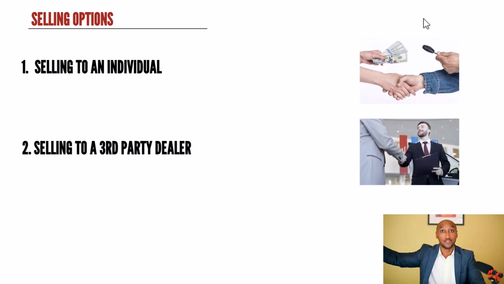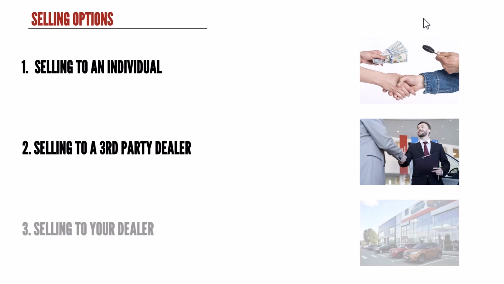So that's like another dealer that'll get involved, and they'll be the one writing the check to the leasing company, and they'll be the one actually taking the car. So that's another option for you. And option 3 would be selling to your dealer directly, the dealer that you got the car from, selling it back to them. So those are your 3 options when it comes to selling a car.